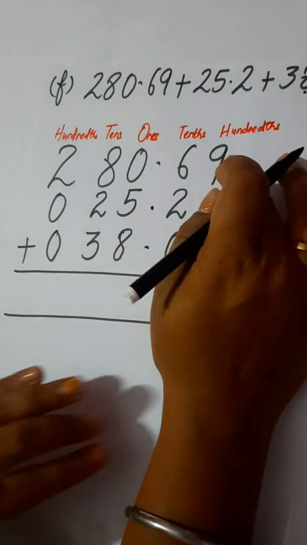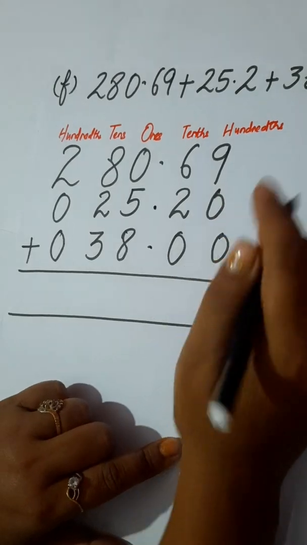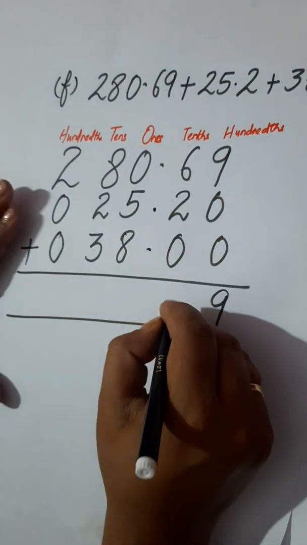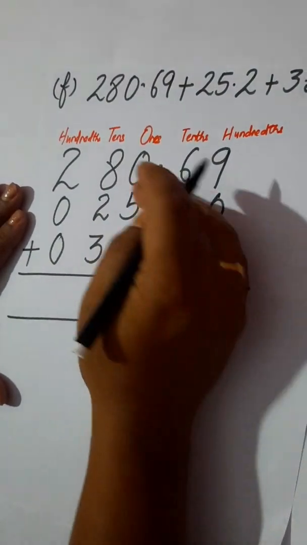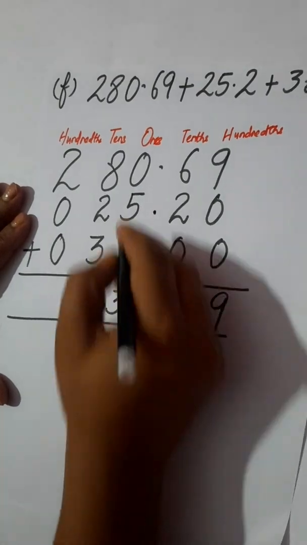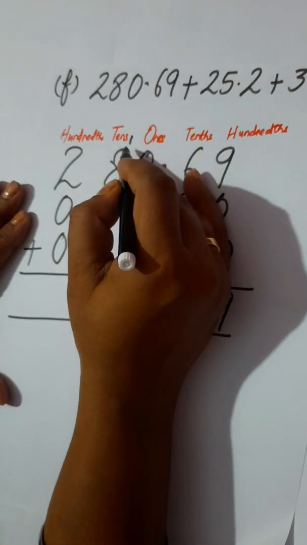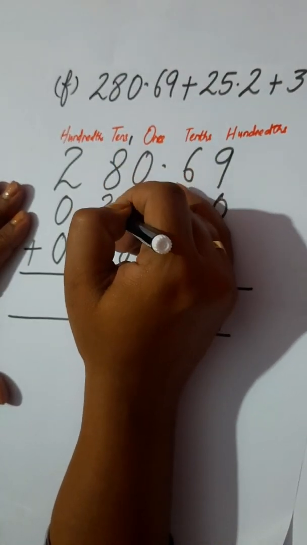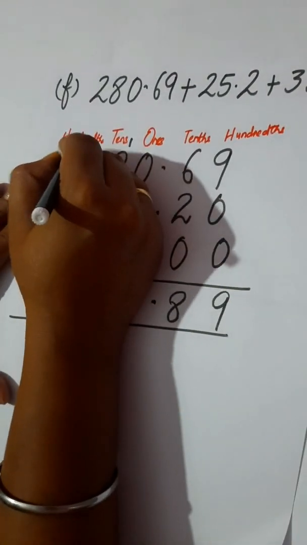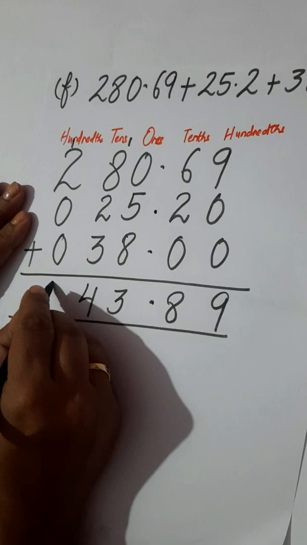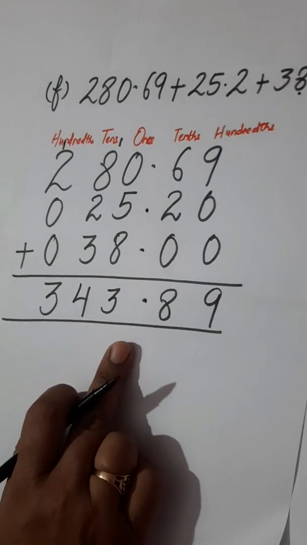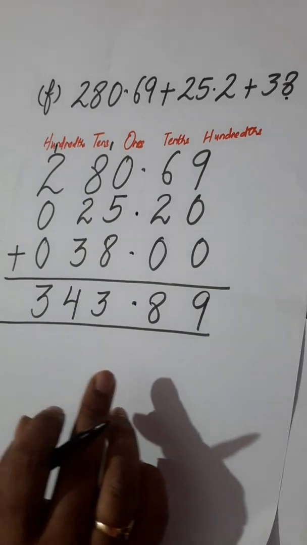Now add 9 plus 0 plus 0, that is 9. 6 plus 2 is 8, 8 plus 0 is 8, put decimal. 5 plus 8 is 13, 1 carry. Now 1 plus 8 plus 2 plus 3, that is 14. Now 1 plus 2 plus 0 plus 0, that is 3. So 343.89 is your required answer.